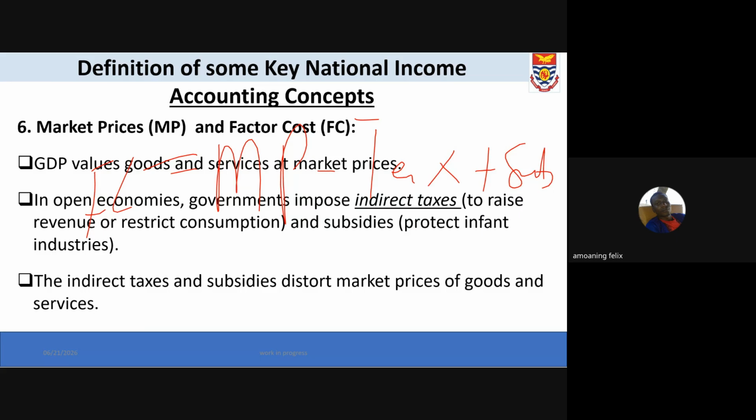Okay, and that will give me the factor cost. So if I want to get the factor cost, then I have to get the market price, take out the tax, add the subsidy. I hope that is okay. Is it okay?